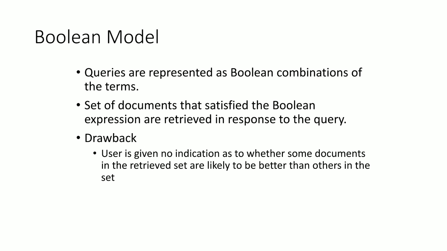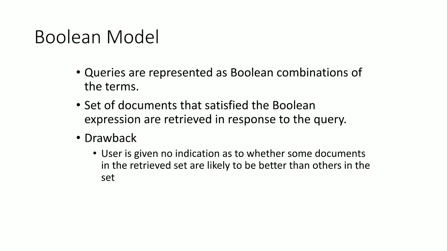Boolean model. Queries are represented as a Boolean combination of the terms. The set of documents that satisfy the Boolean expression are retrieved in response to the query. The drawback is that the user is given no indication as to whether some documents in the retrieved set are likely to be better than others in the set. This is the basic drawback of the Boolean model, and that's why the advanced model is there.